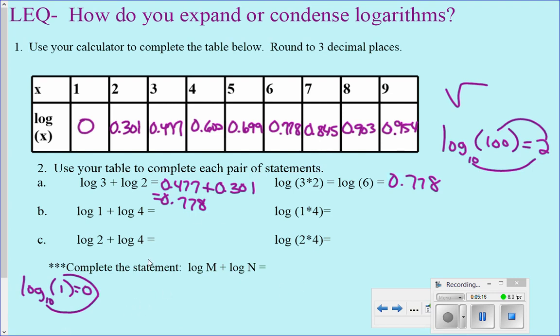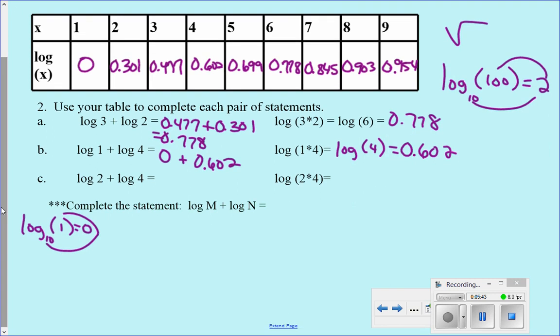Okay, well, that's one number example. Let's see if it holds true for some other examples. So the log of 1 from the table is 0, plus the log of 4 is 0.602. And when I multiply 1 and 4, I get 4. So I'm getting the log of 4, and I go to the table, and the log of 4 is also 0.602. Continuing on, the log of 2 is 0.301.